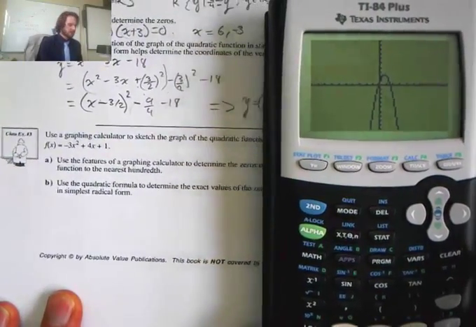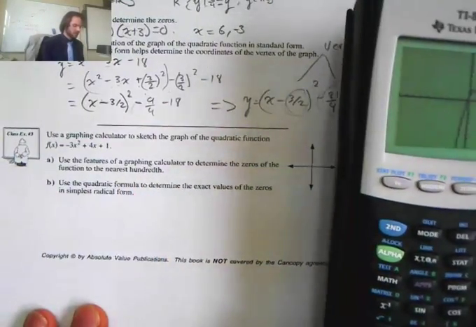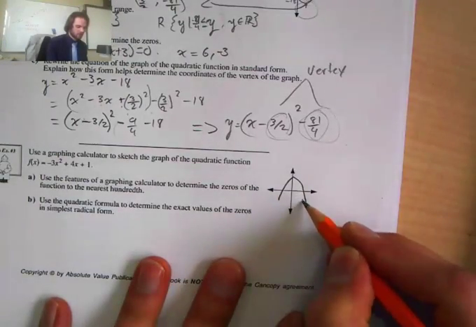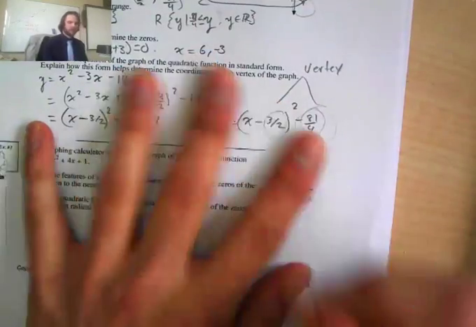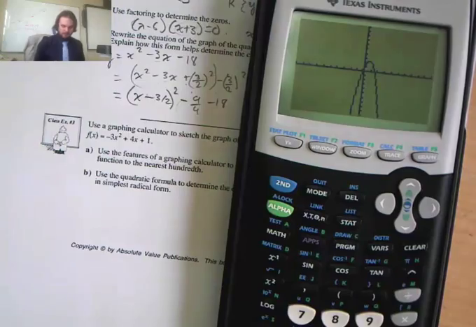Okay, I'm going to move this to the side so we can create it. So it says use the features of the graphing calculator to determine the zeros of this function. So once again, features of the graphing calculator, we're going to determine the zeros. Oh, it doesn't look like that. So before I draw it, I'm going to find my zeros.